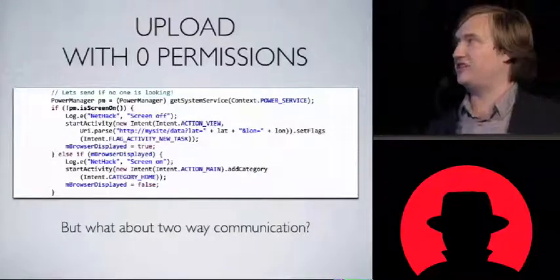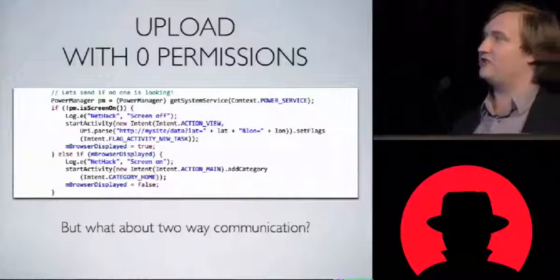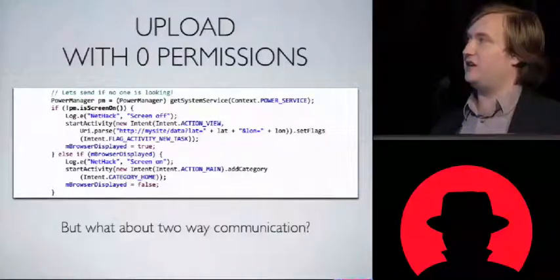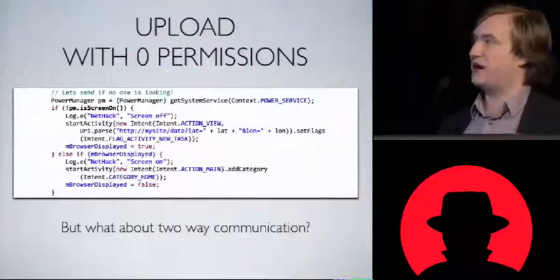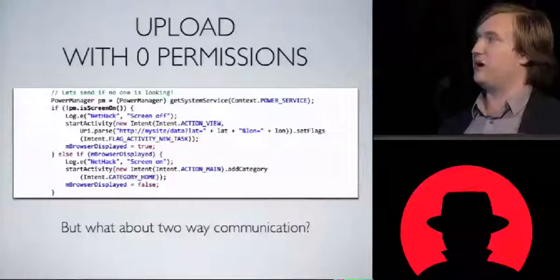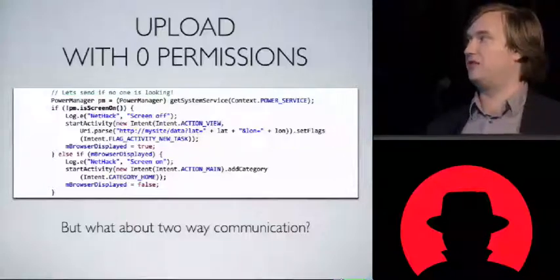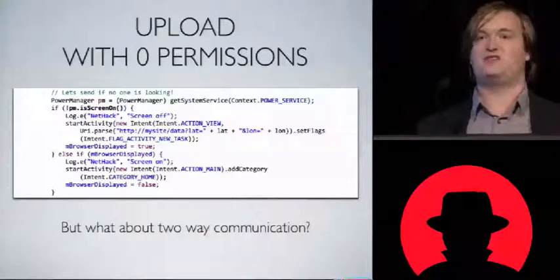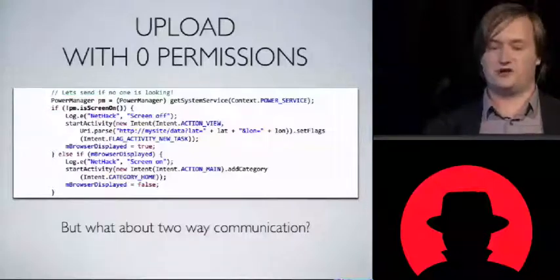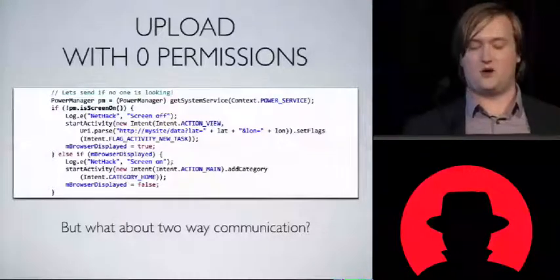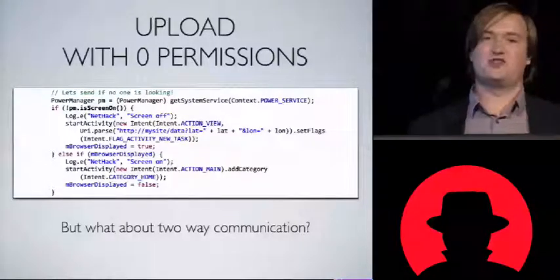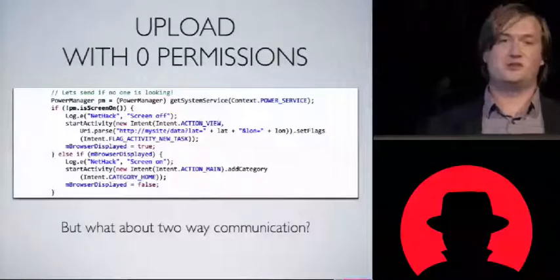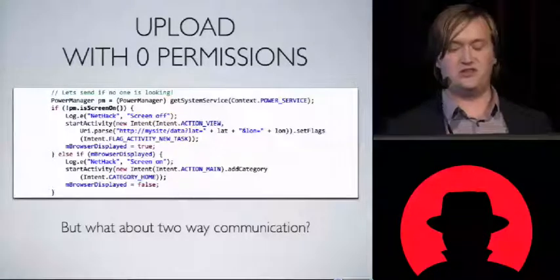So here's the basic code for what you would do. You just ask the power manager, is the screen on? If the screen is not on, then you would pop open a browser, and if the screen was on and a browser was displayed, in that case, you would just launch the home intent, which is the equivalent of pushing the home button, hides the browser, and you don't see it anymore. All that, zero permissions. If you wanted to kill the browser, it would require permission to kill another task, and that might look suspicious. But this is a way you can do all of this with zero permissions.